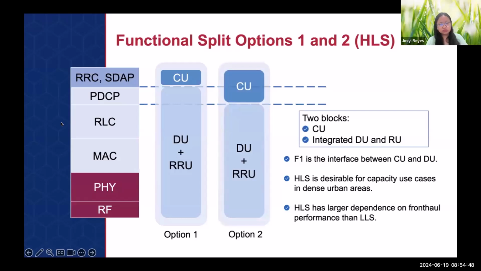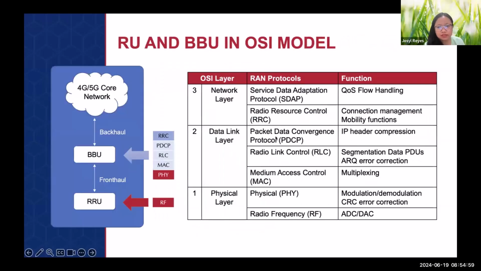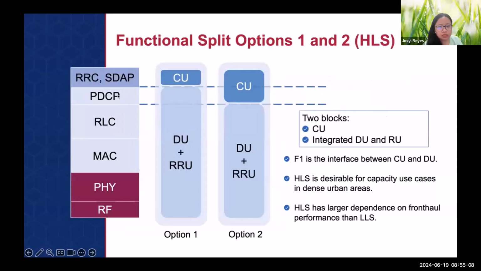Okay, option 2 is where we also include the PDCP. So this is a data link protocol. If you revisit what PDCP is for, this is the Packet Data Convergence Protocol, maybe including the IP header compression. So if they find that there's a need to separate this or add this here, maybe because their hardware for the CU has more capability, then they can also do so. And so in this high layer split, it's at the top. So there are just two blocks. One block is the CU and the other block is the RDU, or the integrated DU and RU.